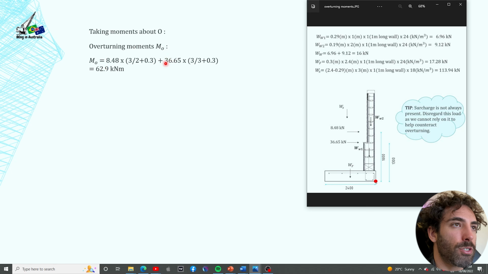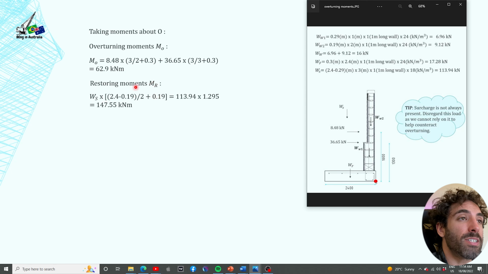So the overturning moments, M0. I'm just going to bring this image here so we can have a look at what we're doing. So M0 is 8.48 times 3 divided by 2, which is where this load acts, half of the wall, plus 0.3, the thickness of the footing, plus 36.65, that's the load of the soil, times 1/3 of the height, again the point where this load is acting, plus 0.3, the thickness of the footing again, and that gives us 62.9 kilonewton meters.